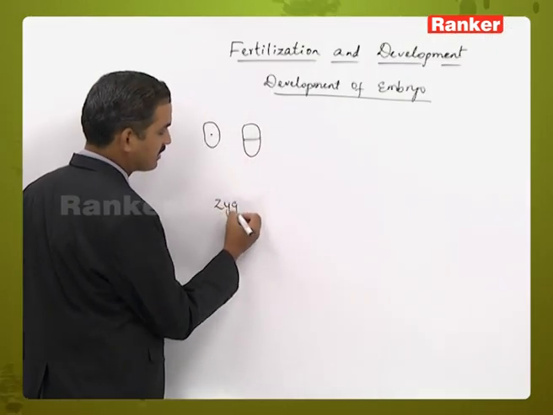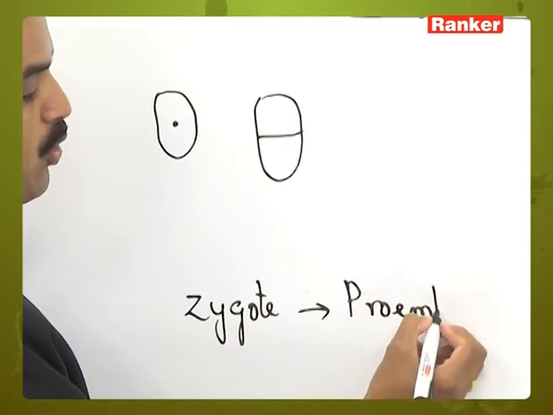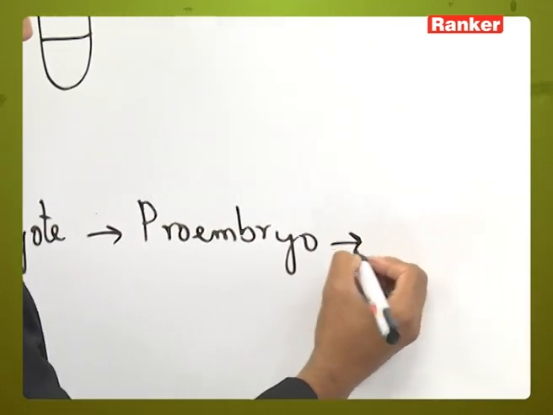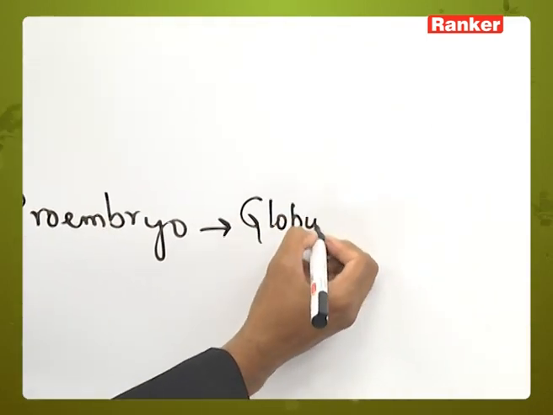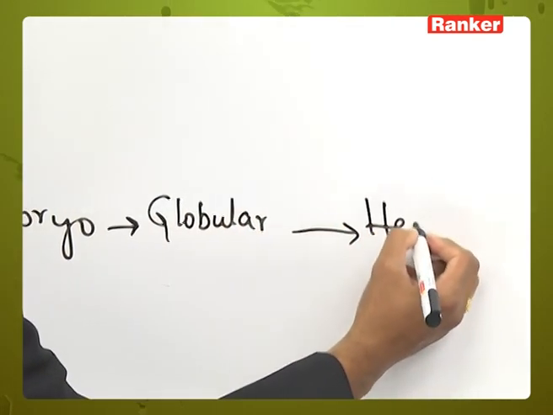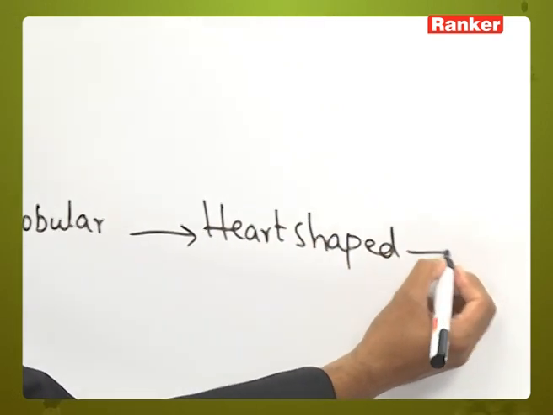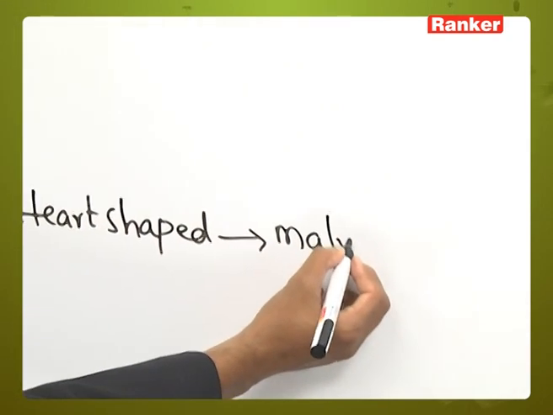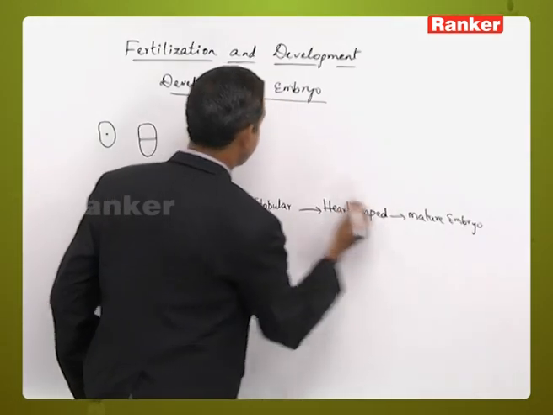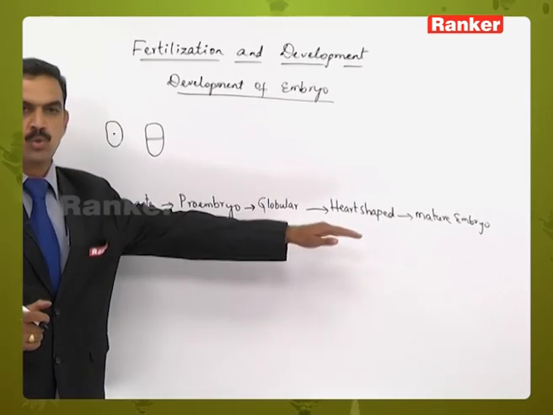the first change which is taking place is that the zygote will be converted into proembryo. From proembryo, globular embryo will be formed. From the globular embryo, heart shaped embryo is formed, and from the heart shaped embryo, mature embryo is formed. So that is the change which is taking place in the structure from zygote to the mature embryo.